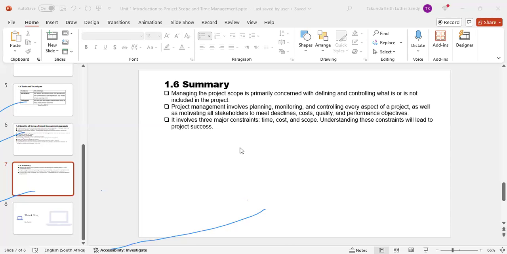As I have said, the triple constraints are key to projects. Each and every project must be able to manage these constraints, because if you fail to do so, you will be in trouble. You will miss deadlines. You will go over budget. You will do a lot of things that will derail your project, and we don't want that.